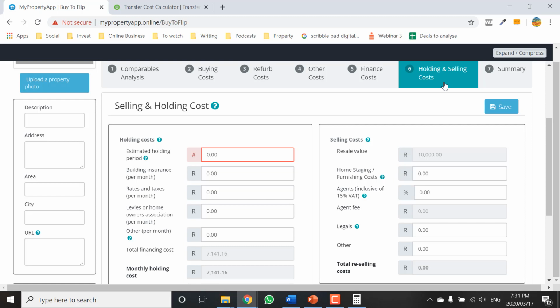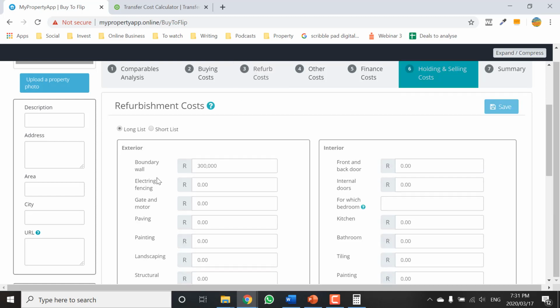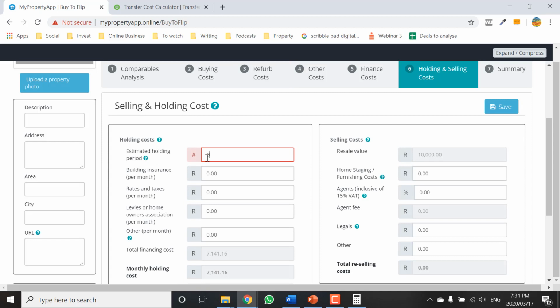So I would say based on a 220,000 Rand renovation budget, you're probably looking at a minimum of a 3-month renovation time. So actually change that refurb budget to 300,000. Yeah. Okay, let's change that to 300,000. I'm going to work on a holding period of 8 months. I'd rather be conservative because you want to make sure you're going to make money, right? If you sell within 5 months, that's awesome. You've made an additional 3 months worth of profits.